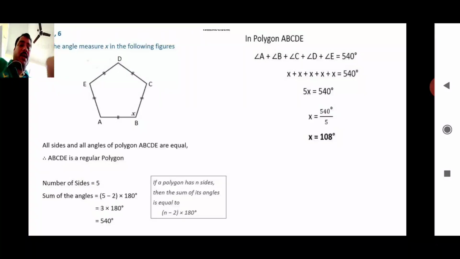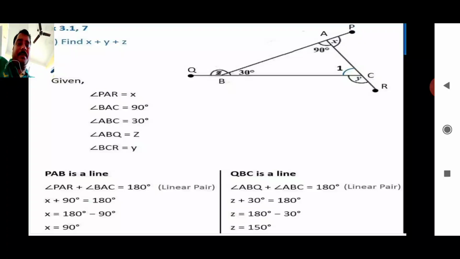So let one angle be x, and all angles are x, so x plus x plus x plus x plus x, 5x equal to 540, x equal to 108. You can apply the angle sum property and get the value of x. In the second, find x plus y plus z.